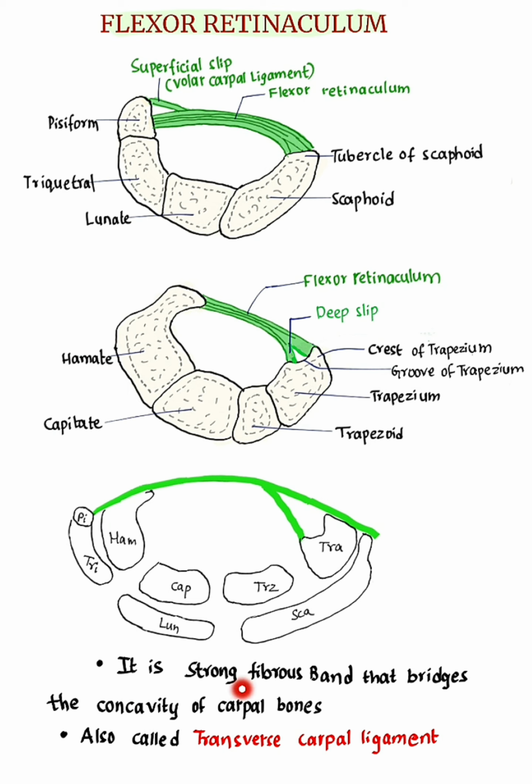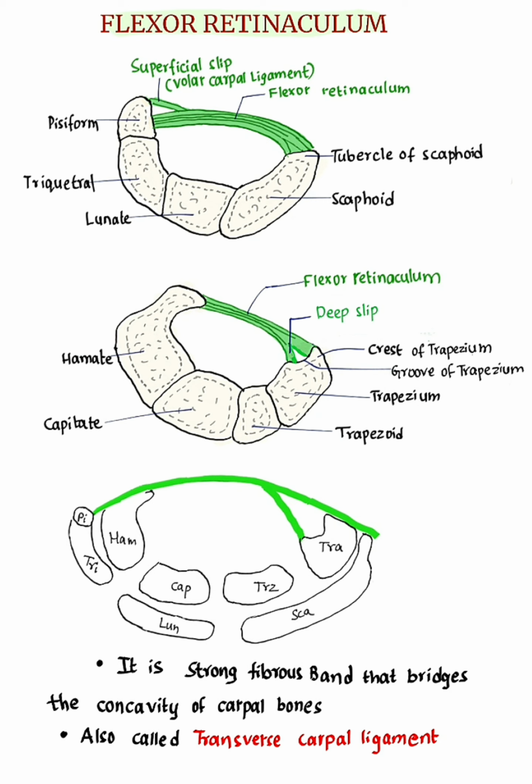In this video we are going to learn about flexor retinaculum. It is a strong fibrous band that bridges the concavity of carpal bones. It is also called transverse carpal ligament. Flexor retinaculum is rectangular in shape. It is formed due to thickening of deep fascia.